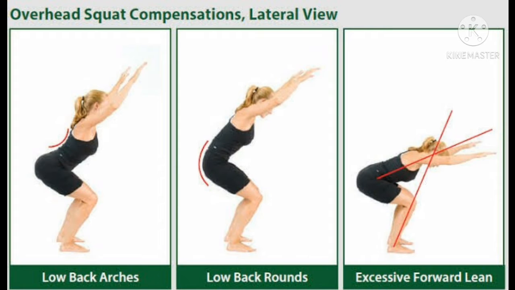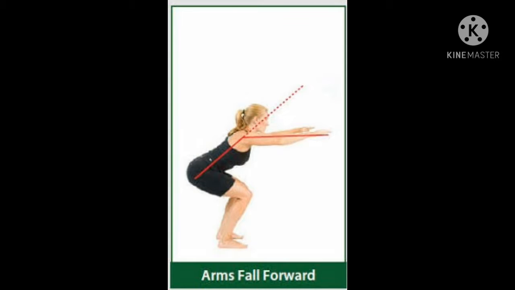In the lumbopelvic hip, there are three classifications, the low back arcs, low back rounds, and excessive forward lean. In my lumbopelvic hip, there is a slight arc that has formed. So obviously, I belong to the low back arcs. Moving on with the shoulder, there is only one classification, the arms fall forward. As you can see, my arms do not fall forward or backward, so it is just normal.